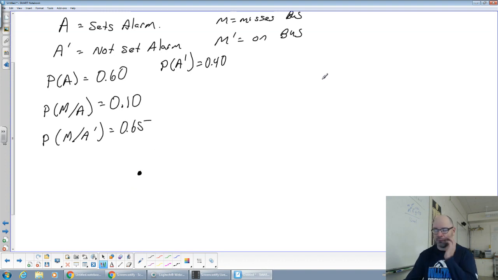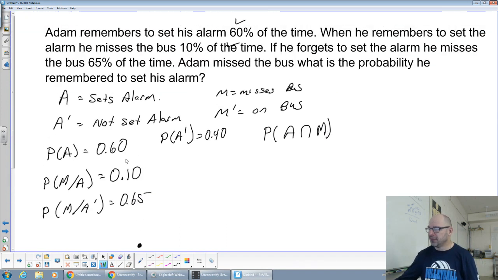is we want to find, what are we trying to find? We'll put up here. So we're trying to find the probability that he set his alarm and missed the bus. He set his alarm and missed the bus. Okay, how do we know that? Right here. Adam missed the bus. What is the probability he set his alarm? Okay, he set his alarm and he missed the bus. That's what we want to find.